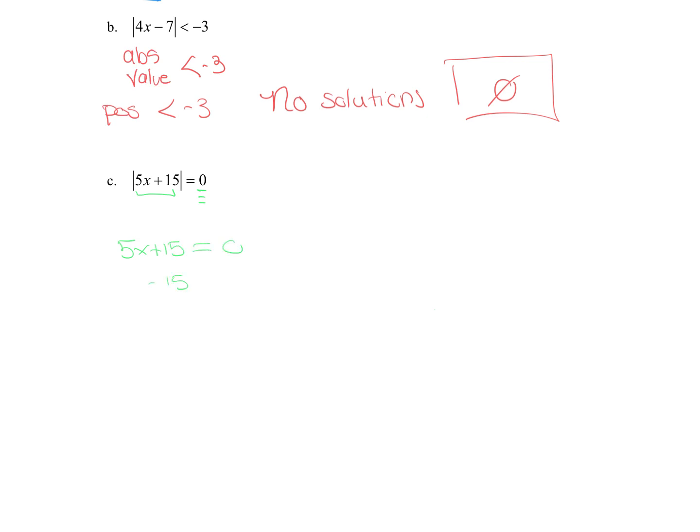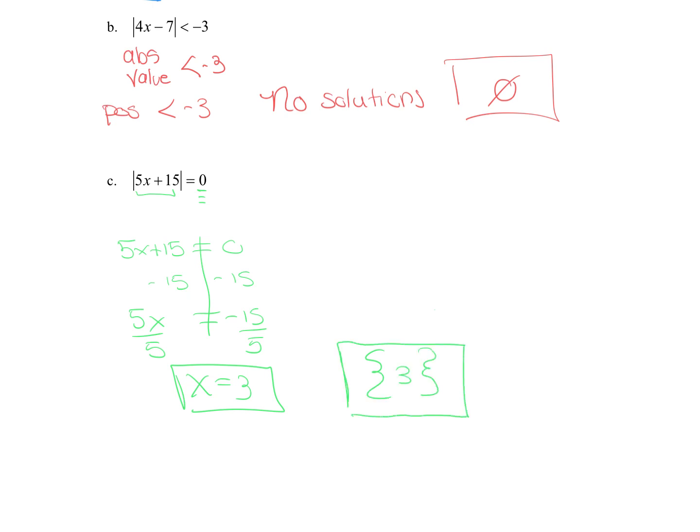So minus 15 from both sides. 5x equals negative 15. Divide by 5 and divide by 5, x equals 3. In this case, I have a lone solution of 3. Not a range of values, just a 3. Oh, sorry, not even a 3. Positive divided by negative is a negative 3. So just a negative 3 is my solution.